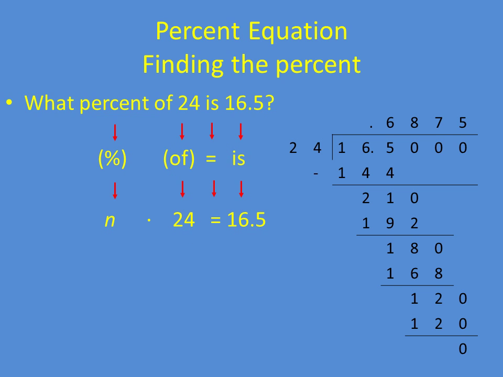So this is going to be 16.5 divided by 24, and I get the answer 6,875 ten-thousandths. But remember, I'm solving for the percent, and I've got to look at that decimal and see where it's at. When I'm solving for a percentage and I do my division, my answer is going to have to be changed to a percent. So I'm going to move that decimal 2 spaces to the right, and that's going to give me the answer of 68.75%.